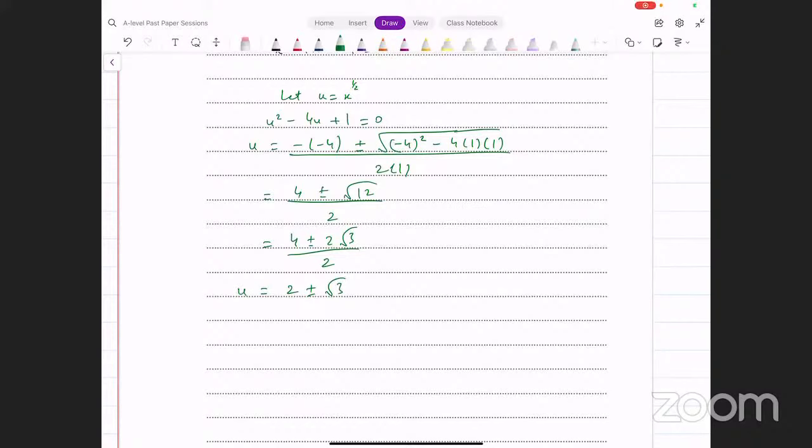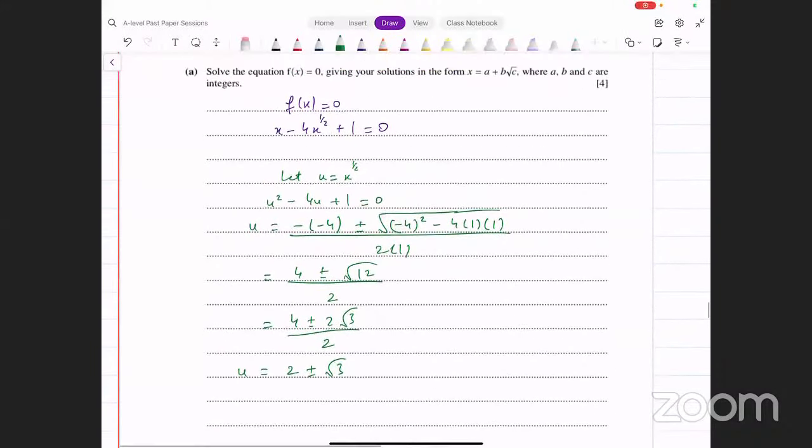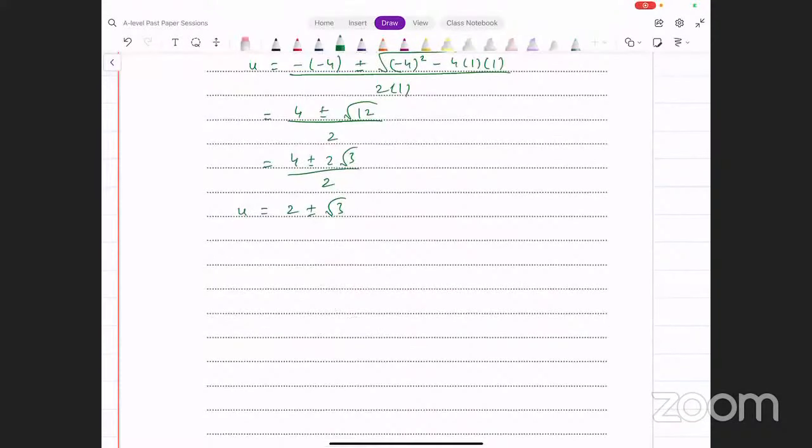ये आपकी u की value है। आपको क्या find करना था? आपको find करना था x, ओके, x find करना है, u नहीं find करना, और आपने solution जो देने हैं वो इस form के अंदर देने हैं. So now you've got two values of u, let's write them down separately, one u equals 2 plus square root of 3 and the other is u equals 2 minus square root of 3. Now let's put the substitution back.